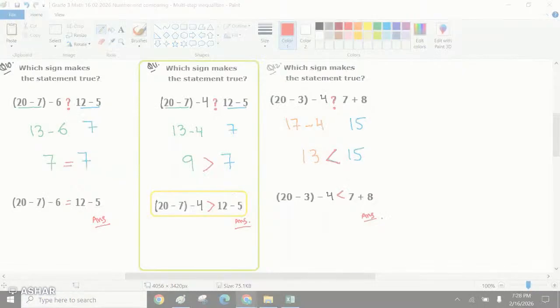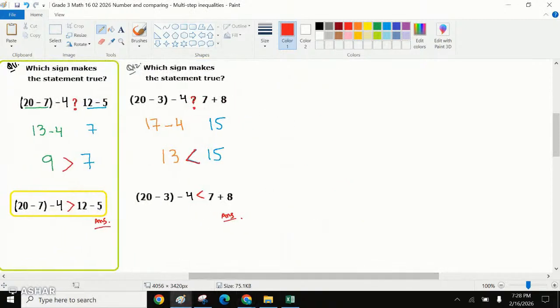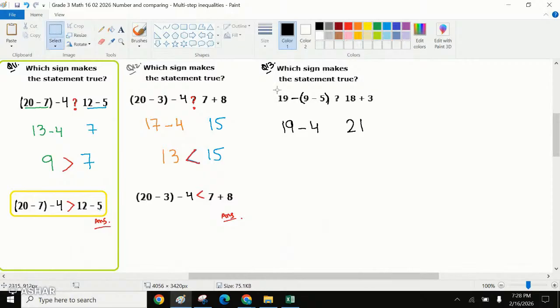Okay, the next question says, which sign makes the statement true? Question number 13. This is our question number 13. 19 minus the values in the bracket. 9 minus 5 is 4, and 18 plus 3 is 21. So we have to find the sign that would replace the question mark, the missing sign. 19 minus 4 is 15 and 21.